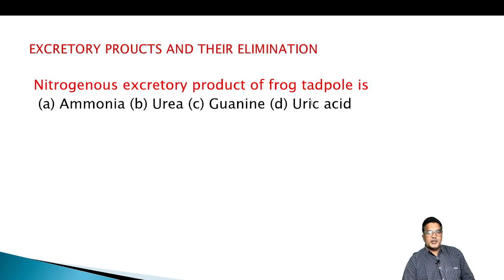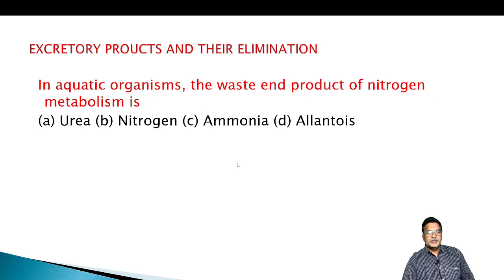Nitrogenous excretory product of frog tadpole: ammonia, urea, guanine, uric acid. The nitrogenous excretory product of frog tadpole is ammonia. In aquatic organisms, the waste end product of nitrogen metabolism is ammonia.